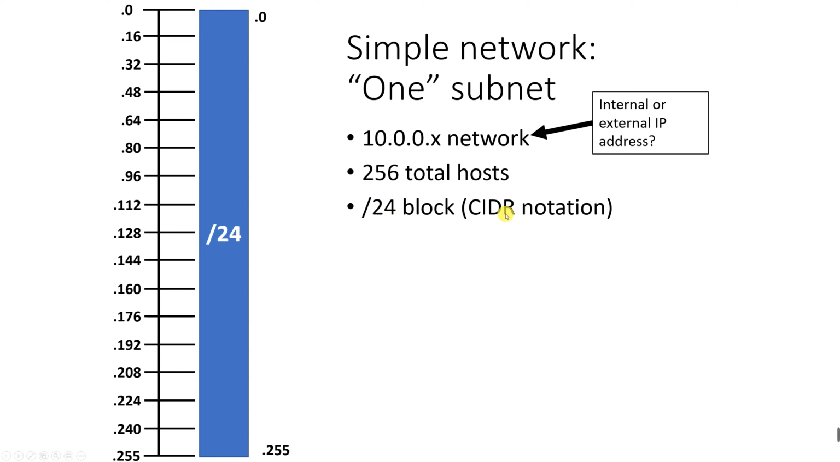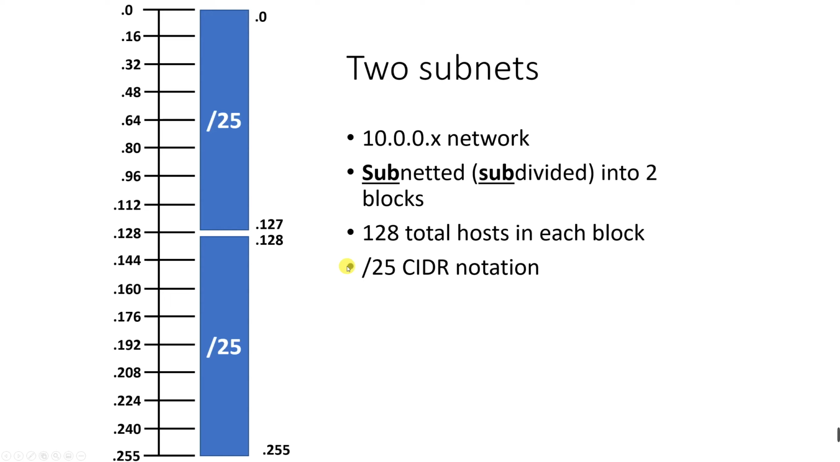Now, this network is called a /24 network. This /24 is the CIDR. Some people say CIDR, but CIDR or CIDR, either one works. This is a /24 network. Now, let's make 2 subnets. Do you see what happened to the CIDR? Went from /24 to /25. And now we have 2 subnets.